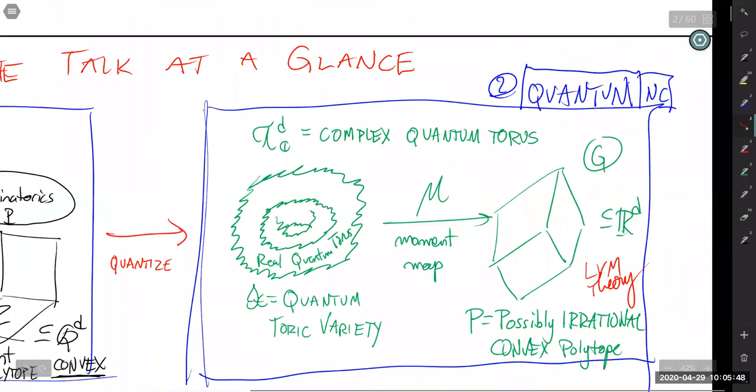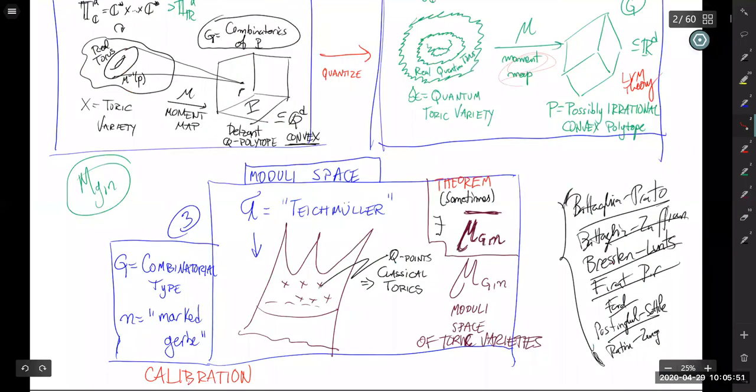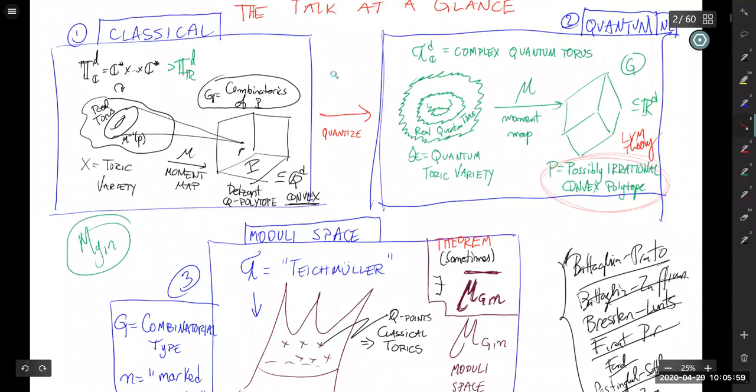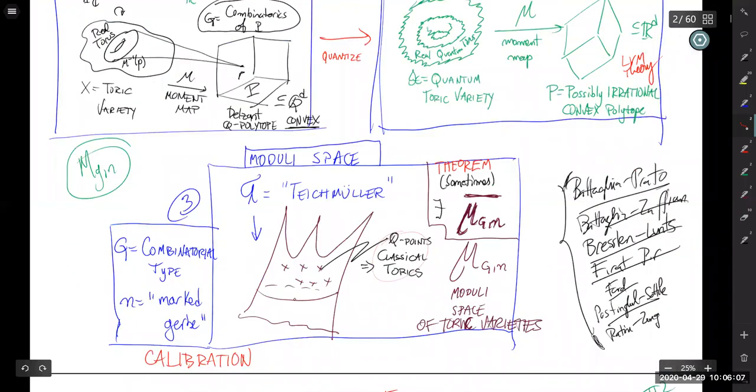Once we relax this rationality into this irrationality condition, then we can form the moduli space where the rational points are the classical toric varieties. But now we have all the irrational points of the moduli space, which are all the non-commutative quantum toric varieties. And we have a Teichmüller space that we will see today in action.